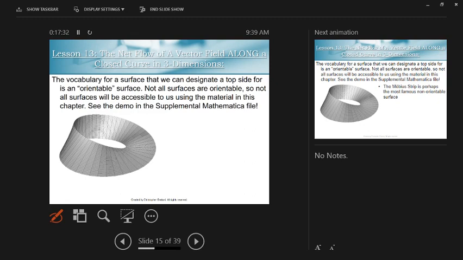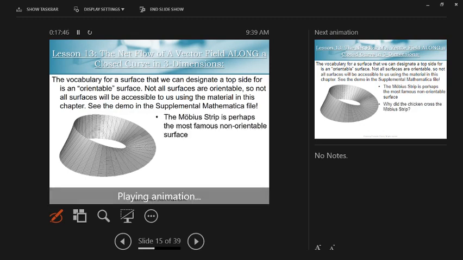Anyway, guys, imagine you're an ant walking along that Mobius strip. What you'll notice is that ant will get to every part of that Mobius strip without ever having to flip sides.